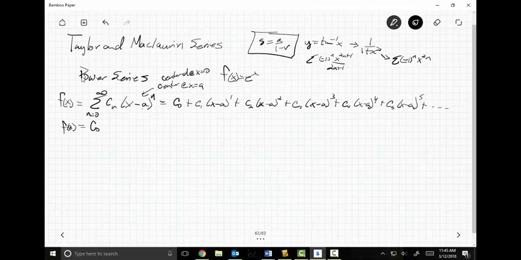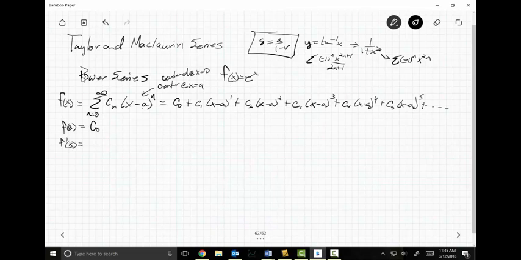But you've got to remember, you're right. I would get 0 for all of the terms that have an x minus a in them. But the first term, c sub 0, remember, when I put 0 in here, this guy just becomes a 1. So all the terms go away except for that c sub 0. All right? Now, how about f prime of x?